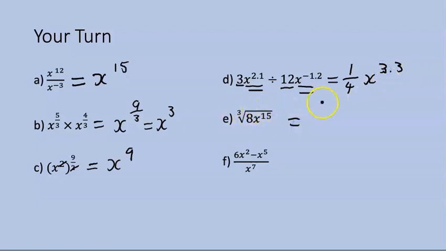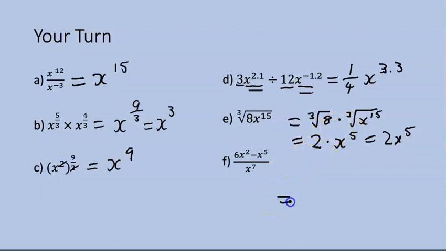Now for E, I do the same process again. I split them up. Take the cube root of 8 and take the cube root of x to the 15. The cube root of 8 is 2. If I'm taking the cube root of something with a power, I'm dividing it. So I'm doing 15 divided by 3. That gives me 5. So I've got 2x to the power of 5. Note that the dot there just means I'm multiplying, as it is here.